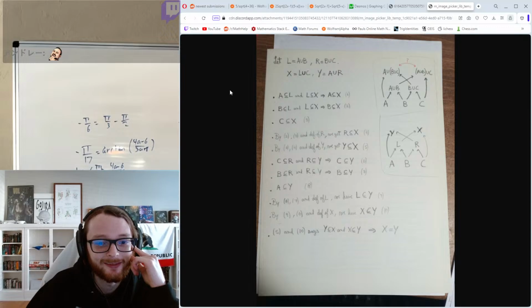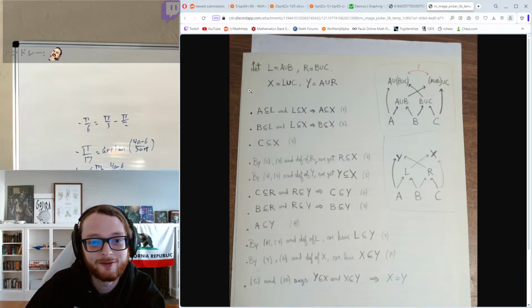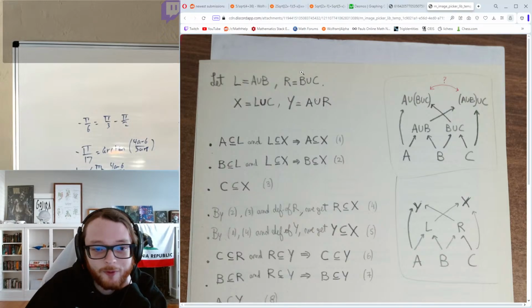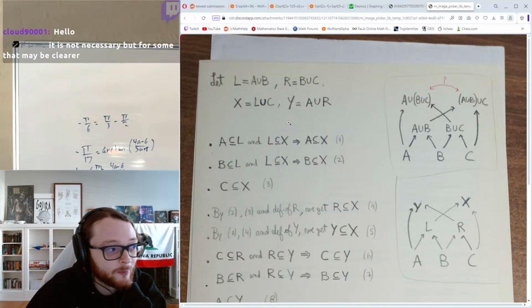All right, so this is the solution that Anders sent. Let L be A union B, R be B union C, X be L union C, Y be A union R. Okay, so yes, you did split it up to this degree. I was wondering if we would have to do that to be rigorous. So, hey Cloud, how's it going? A is a subset of L, and L is a subset of X. So A is a subset of X. Okay, yes. So maybe clear? Okay. Good, I guess. All right, well, it's better than being bad, you guess.